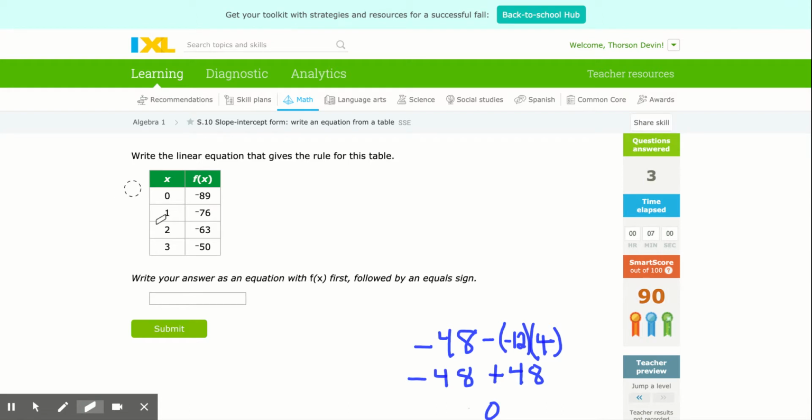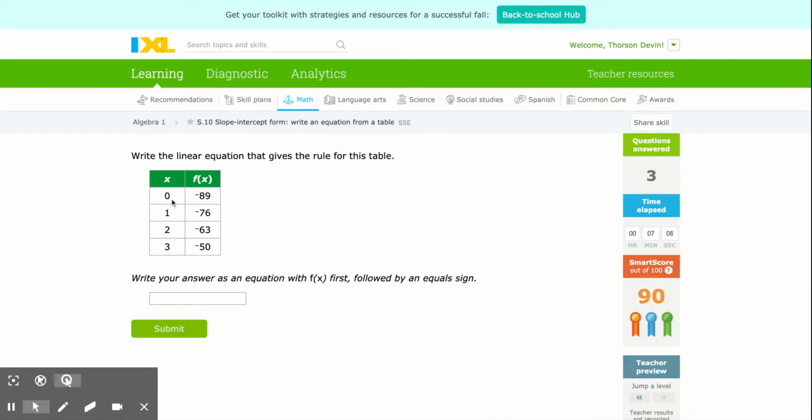Okay. That's not any harder. You know why that's not any harder? They give you the y-intercept. If the x value right here is 0, they give you the y-intercept. The y-intercept is negative 89. All we need to do is calculate the slope.